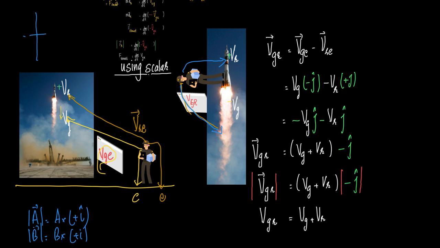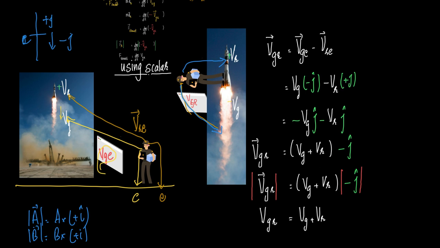So vertically up from Earth would be positive, and vertically down from Earth would be negative. Since it is vertically up, we'll take it as positive j and minus j. So gas with respect to us is coming downwards, so we'll take it as minus j. The rocket is going upwards, so we'll take it as plus j.